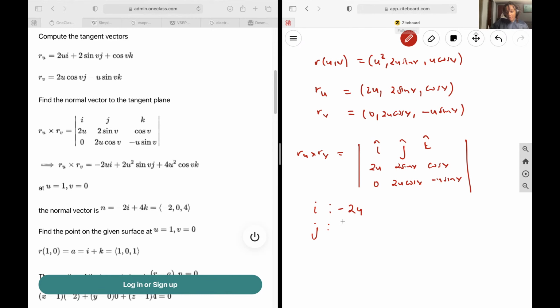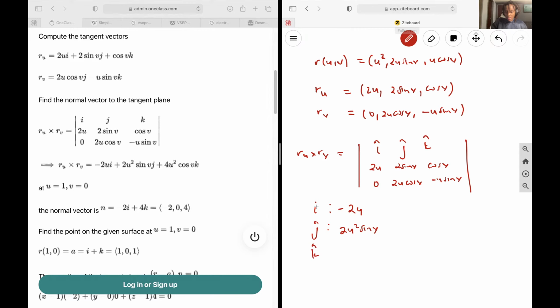In j, we will have the negative of 2u by negative u sine v, multiplied by cos v by 0. So minus cos v by 0. And this will become minus negative 2u squared sine v minus 0. And this is just 2u squared sine v. So that's how you get this j component that you see here. And so if you put that in, you get 2u squared sine v.